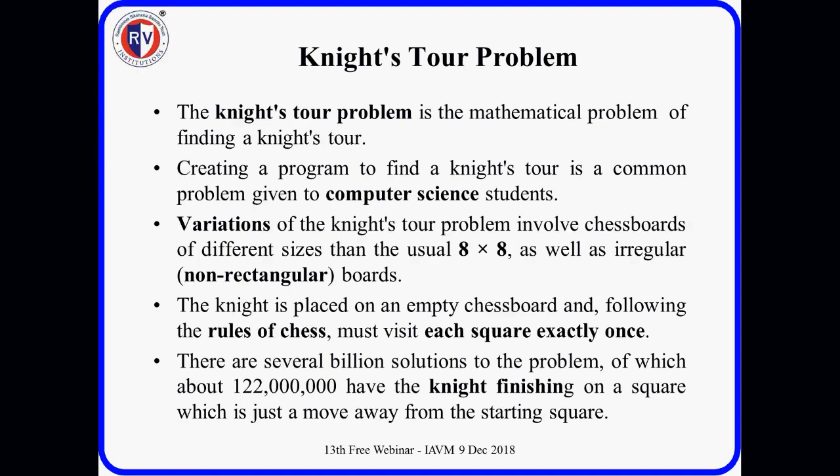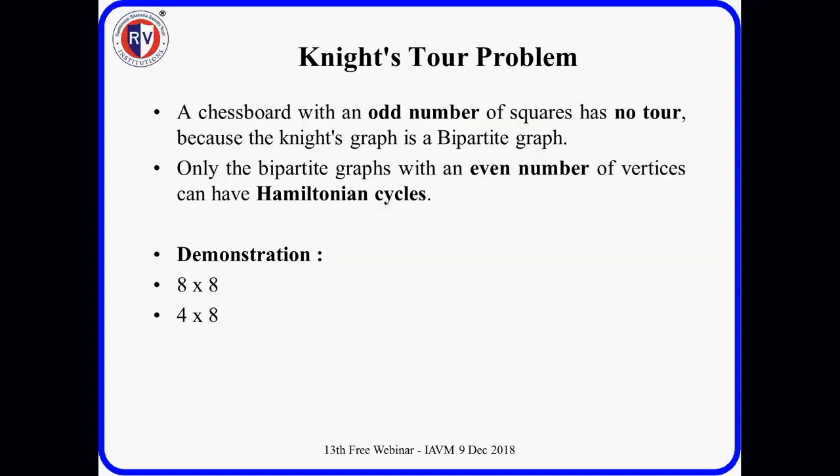This is the problem. There are several billion solutions to the problem, of which there are 12 crore in which the knight finishes on a square which is just a move away from the starting square. We can look into this Knight's Tour problem.